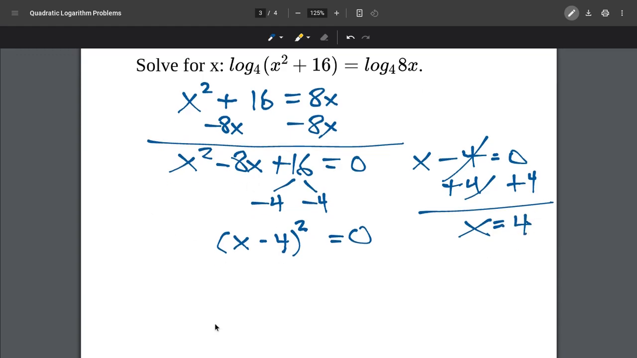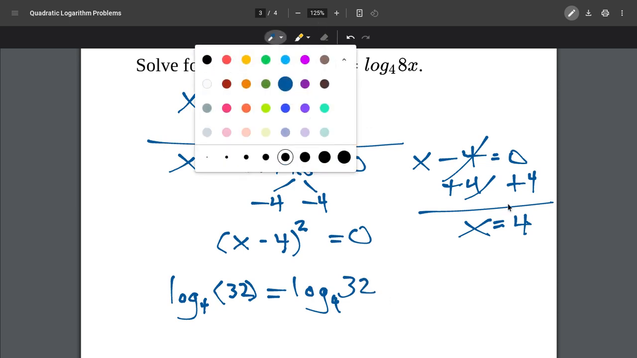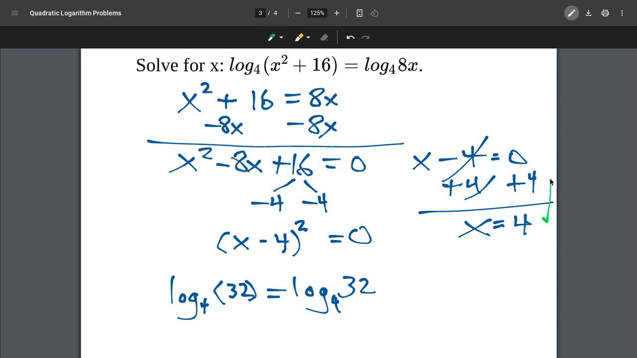All right, so does log base 4 of x squared, so it's going to be 16, plus 16, so 32. Well, does that equal 8 times 4? Yeah, it does equal log base 4 of 32. So, yeah, this checks. X equals 4 is our one unique solution there. Let's go to the last one.